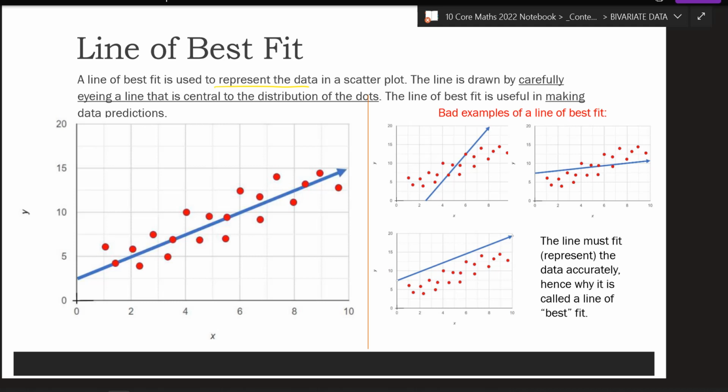It can be drawn carefully by eye, which is why it's called a line of best fit. But generally speaking, later on, I think you guys know how to draw the lines. That's generally how you should be drawing it. But for this one, we're just going to be drawing them by eye.